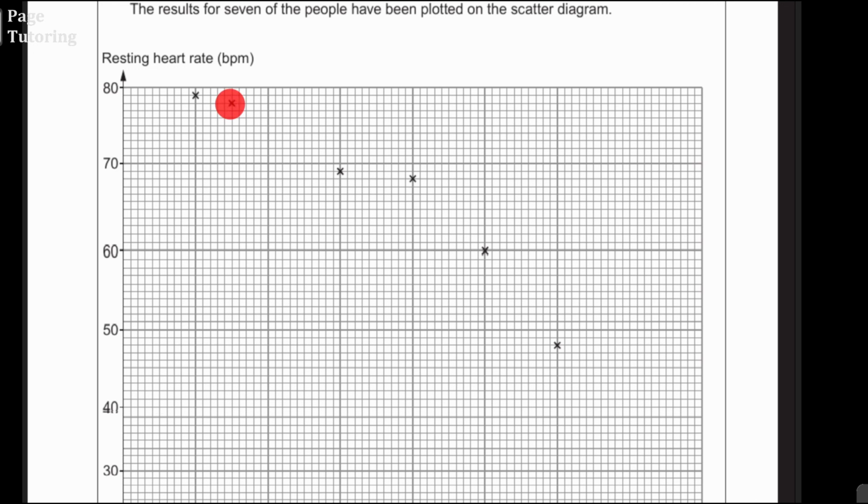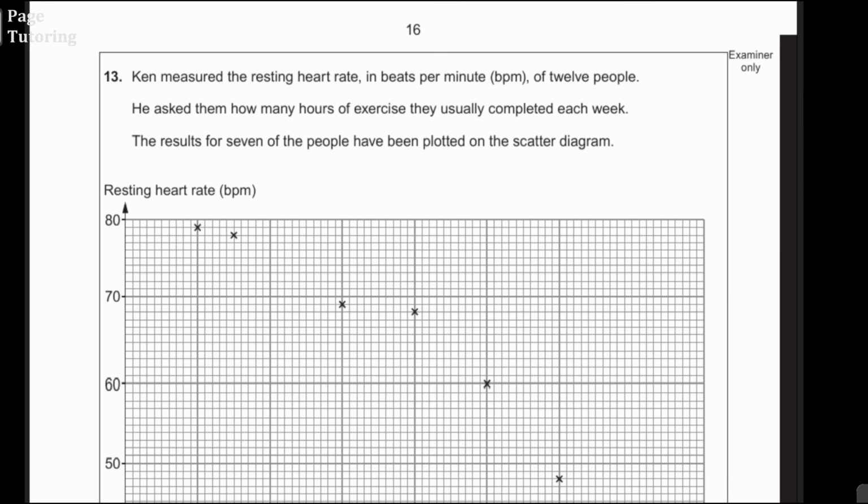And we can see that it's trending downwards. So the more hours of exercise someone does a week, the lower their heart rate is. And that makes sense relative to the real world. If you run a lot, you're going to have a low heart rate. So let's scroll back up and read what it says.